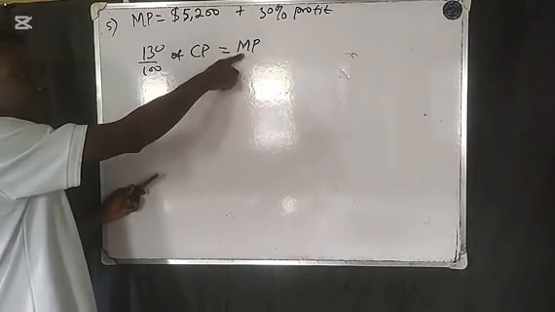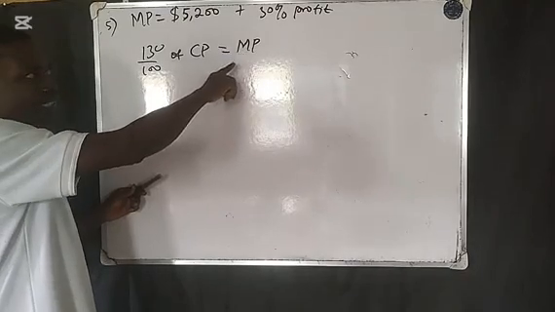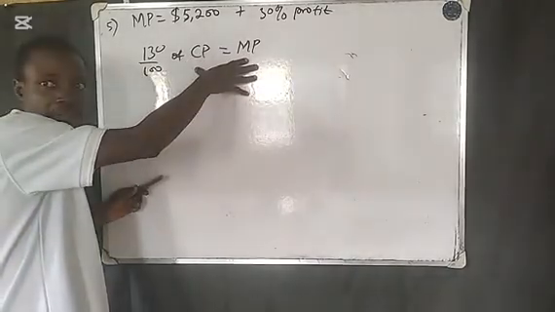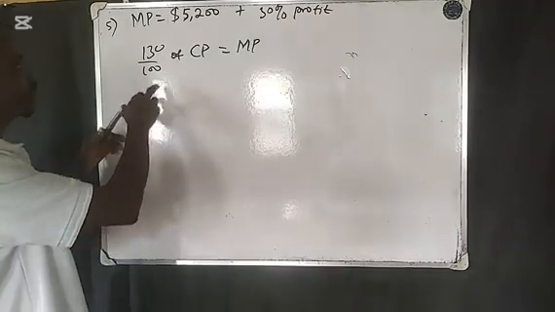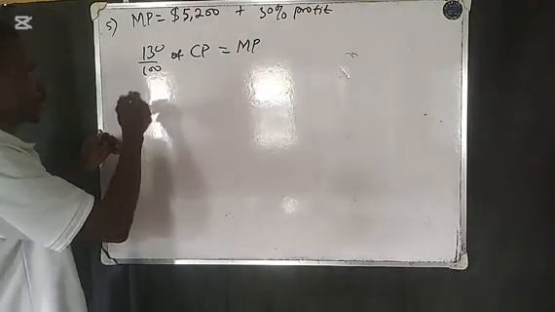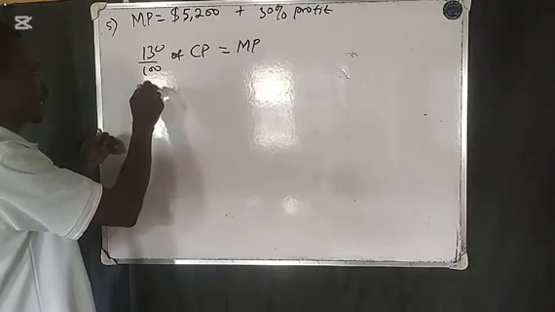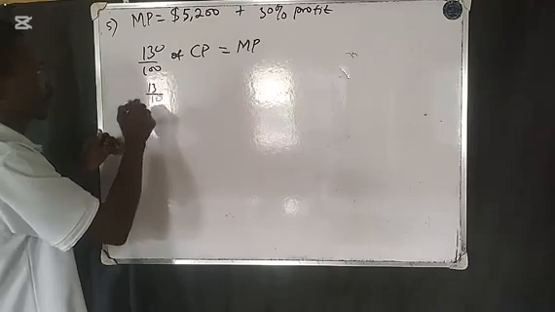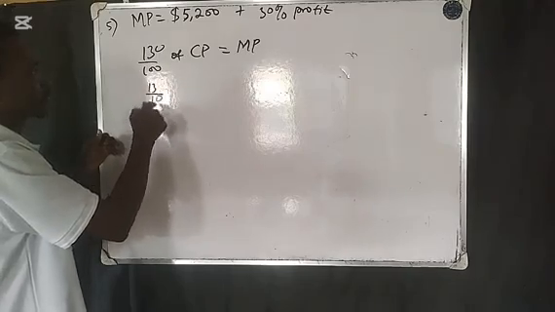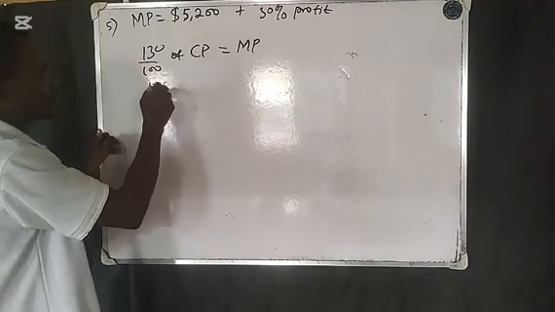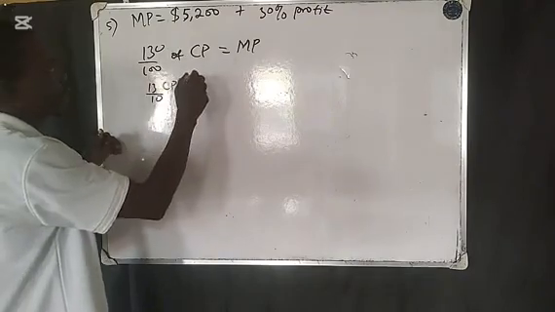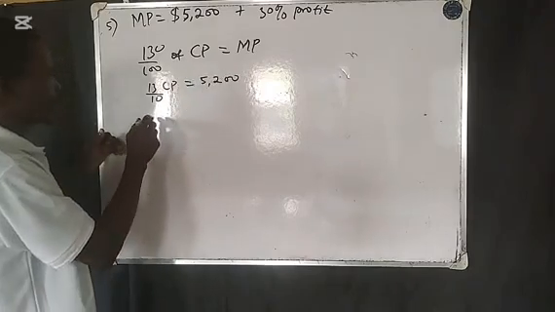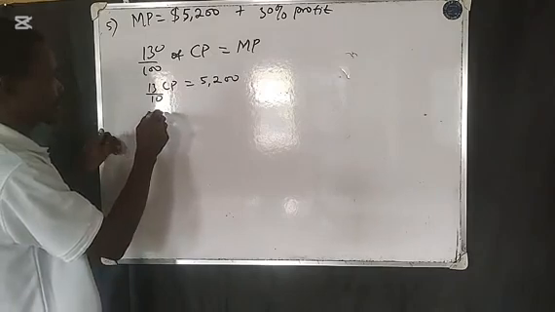Selling price is my MP now. But I don't know whether the person will end up selling it at this amount. But this is what we have for now. Now let's find the cost price first. 130 over 100 is the same as 13/10, times CP equals 5200. So what we do now is divide both sides by 13.